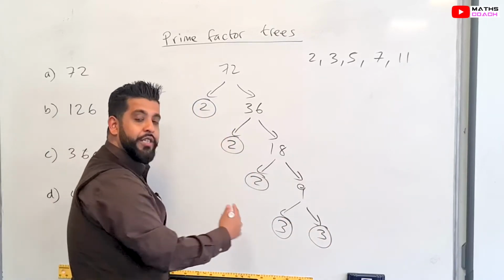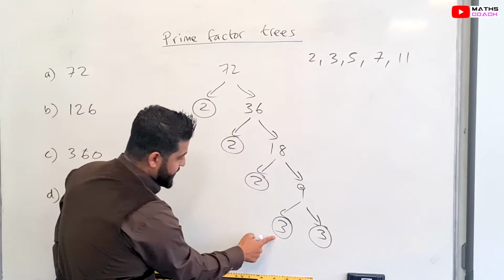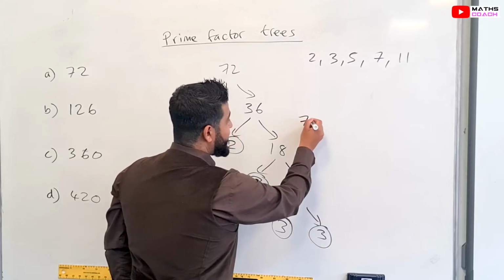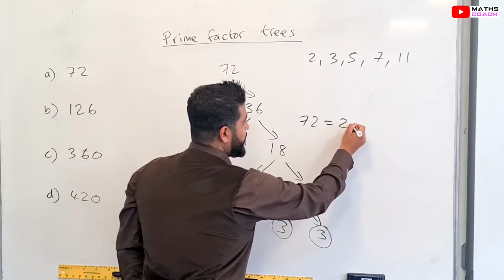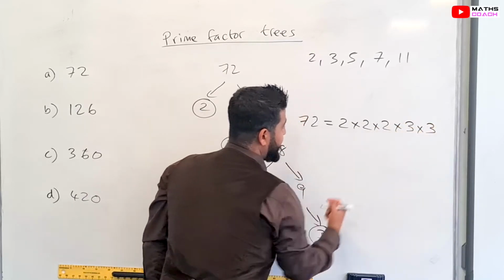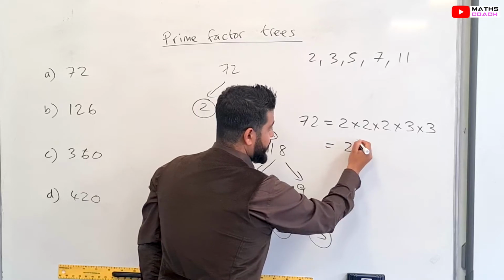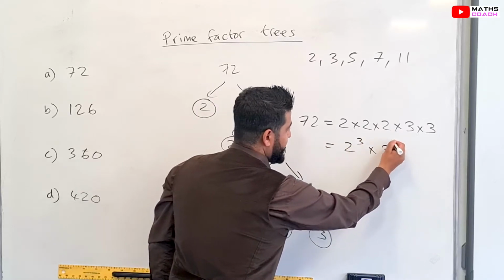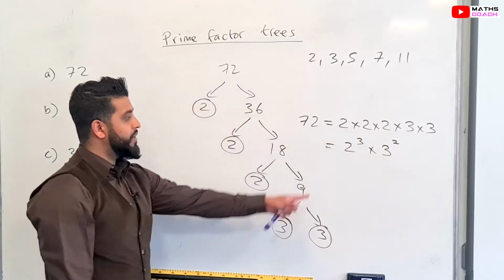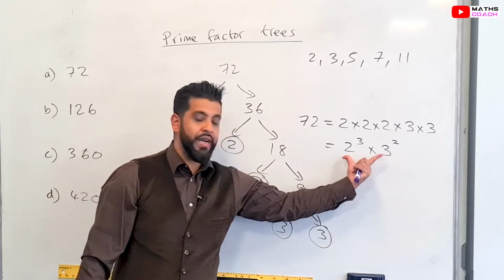So now that we have reached the end of the process, we have 2 times by 2 times by 2 times by 3 times by 3. So 72 can be written as 2 times by 2 times by 2 times by 3 times by 3. And we can collect these together by writing it with an index number. So 2 to the power of 3 times 3 to the power of 2. And that is 72 expressed as a product of its prime factors.